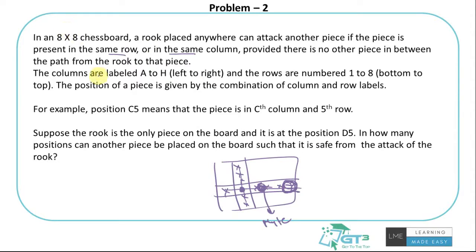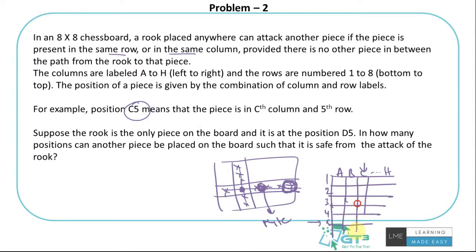Then they're saying the columns are labeled from A to H. So these are the columns, I define this A, B, C and so on up to H. That's 8. And the rows are numbered from 1 to 8. C5, for example, means if a piece is in C5, it's in the C column, that is here, and the 5th row, that is this row. So C1, C2, C3, C4 and C5, this is the position that C5 is referring to. That's the basic definition they have given.